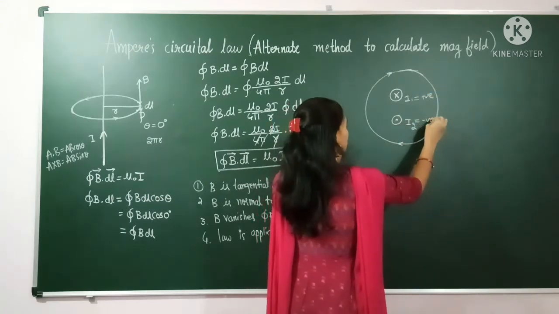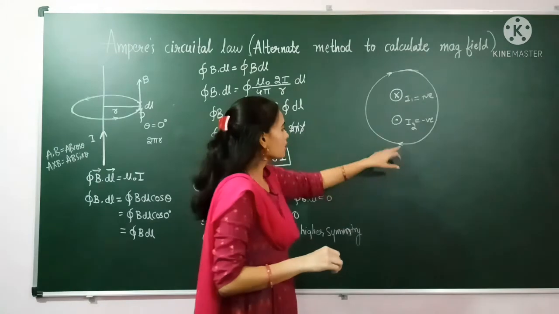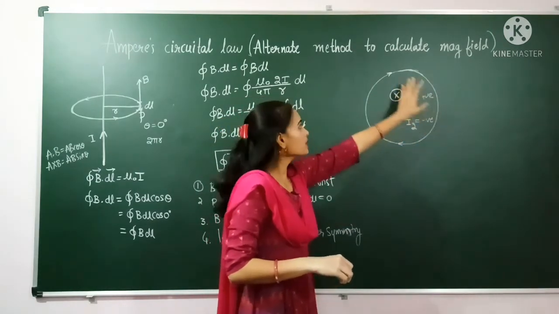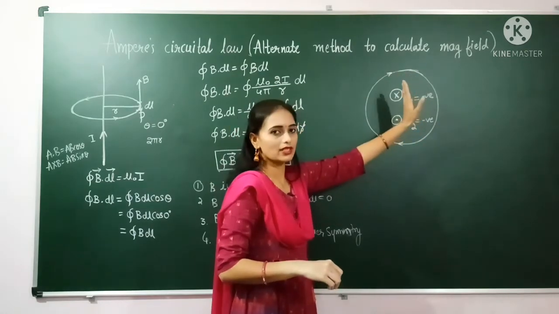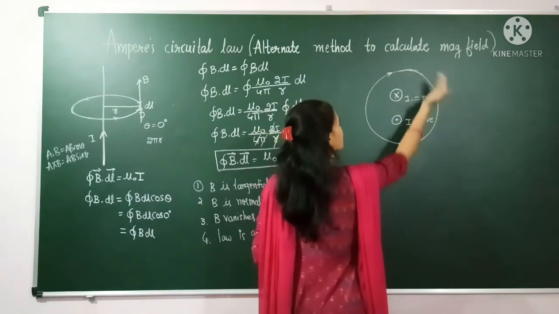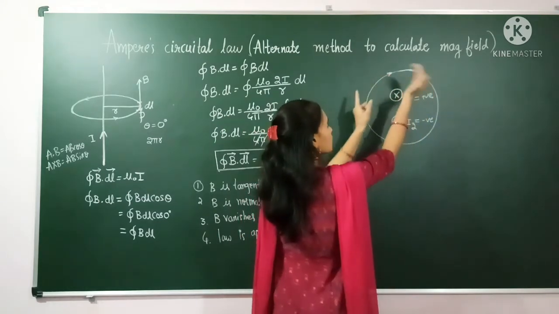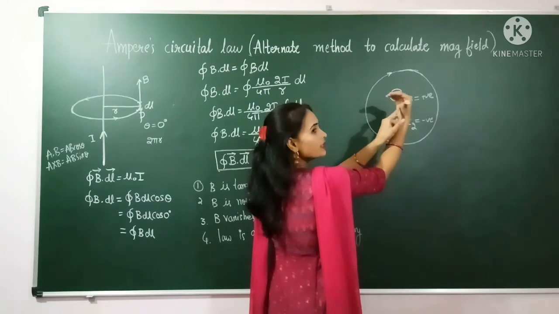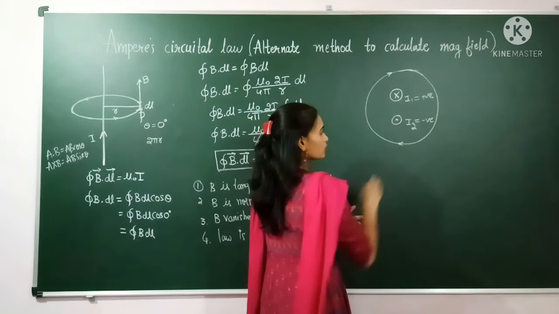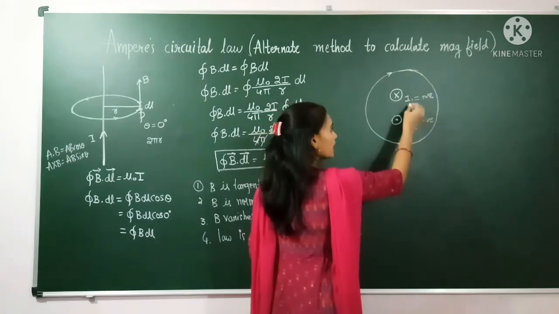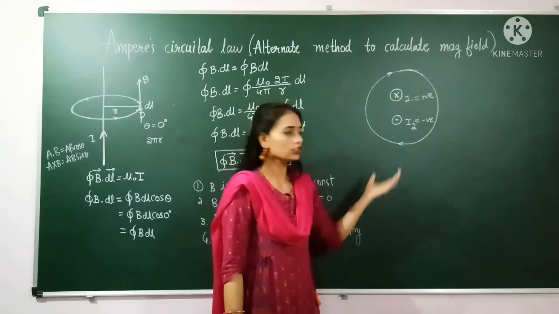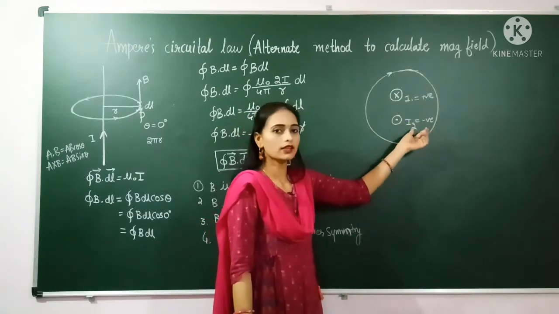Suppose instead of this clockwise magnetic field, it is anti-clockwise. Then we will curl the fingers in the anti-clockwise direction. When you curl the fingers anti-clockwise, this thumb is pointing outward. Outward means this outward current we take as positive, so this I2 value is positive and the other current is negative. In this way we determine the directions of the currents, taking positive and negative.